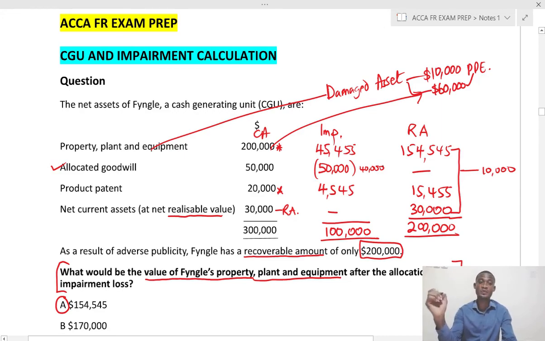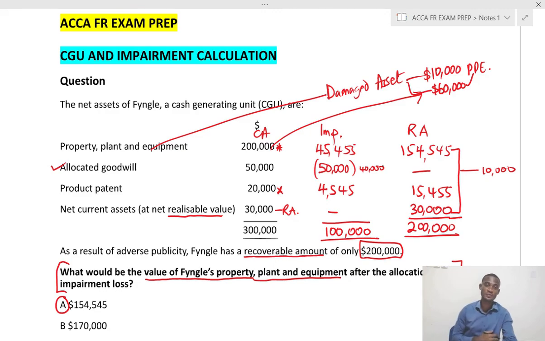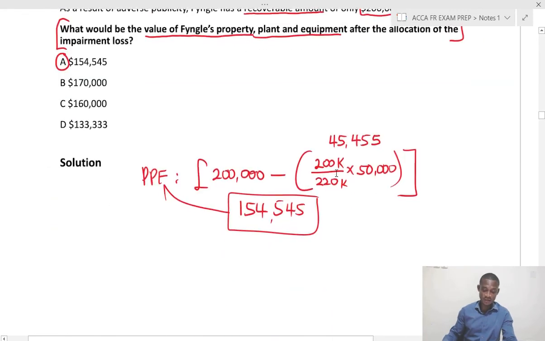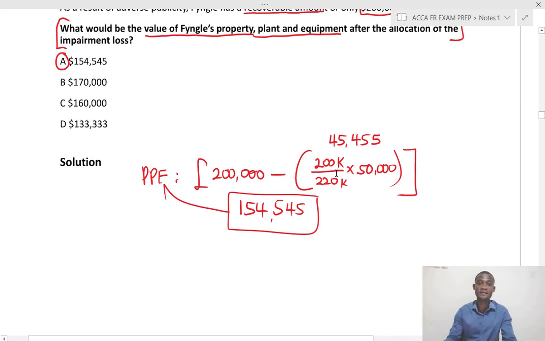Very important principle to note. If there is an obvious impaired asset, we have to allocate the impairment loss to that asset first before going to goodwill. But if there is no obvious impaired asset, the guidance is that we go to goodwill first, followed by other intangible assets, and then the remaining assets on a pro rata basis. Very well. I hope this helps in your preparation for the FR exam.